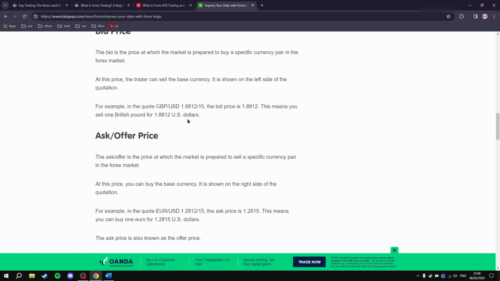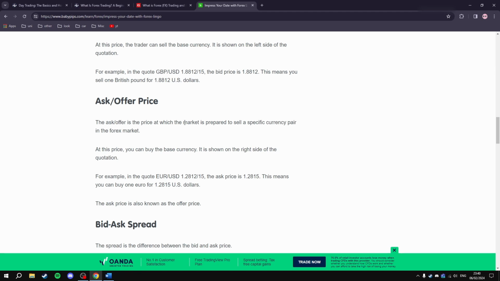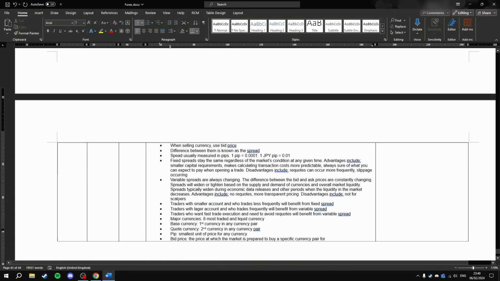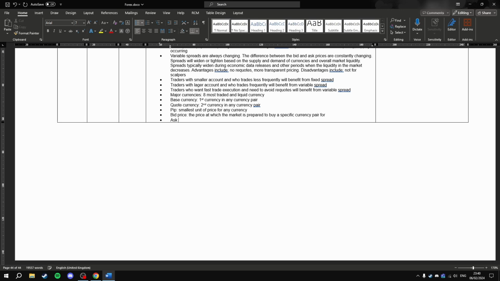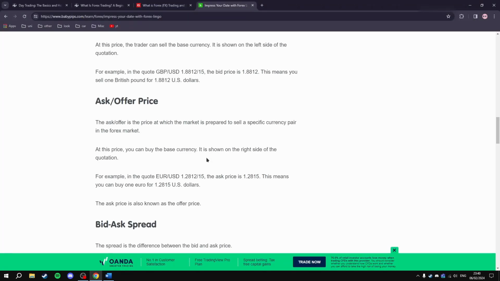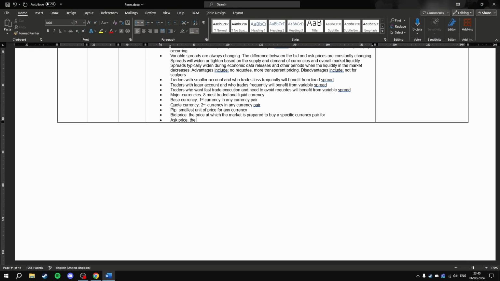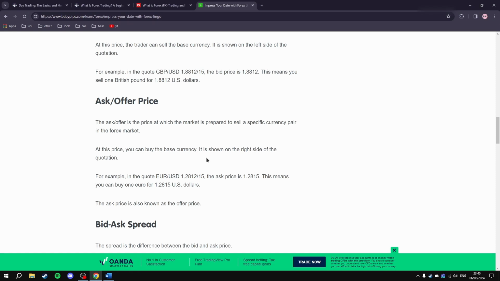Ask, or offer price. The ask price is the price at which the market is prepared to sell a specific currency pair in the Forex market. So how much you're going to pay. At this price you can buy the base currency. It is shown on the right side of the quotation.